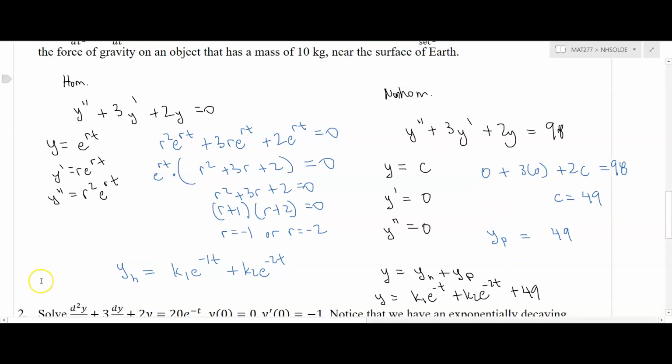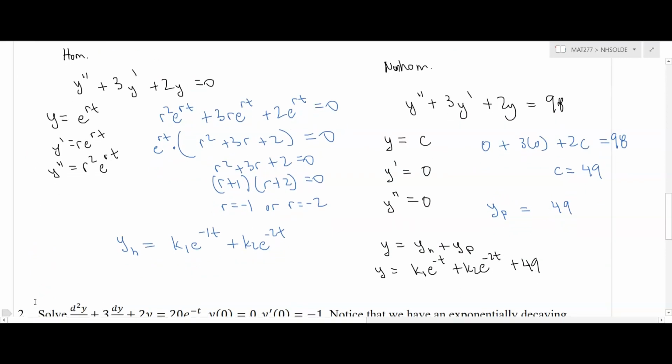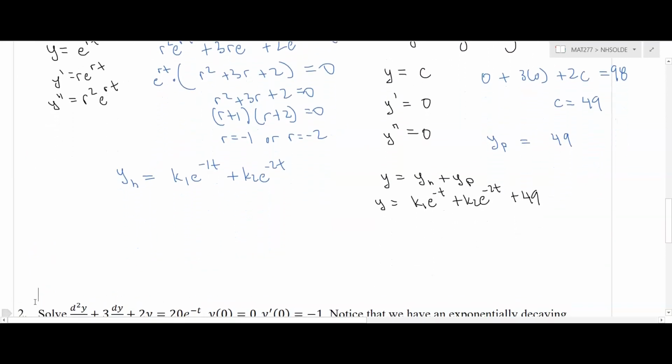Now, of course, we want to satisfy some initial conditions. So in order to do that, we know that our position function is this one. I'm going to need the velocity function as well because I have an initial velocity condition. So y prime is going to be negative k1 e to the negative t, derivative of that first term, minus 2k2 e to the negative 2t, and then plus 0.